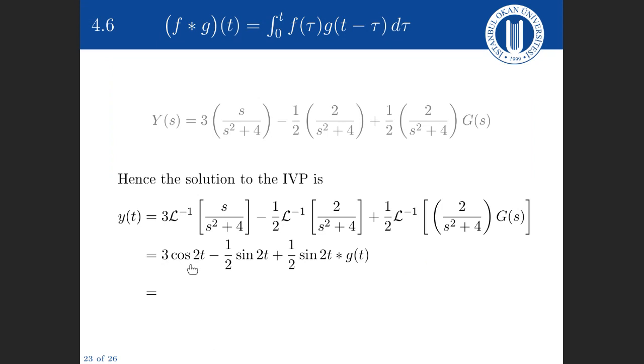The inverse Laplace transform of s over s squared plus 4, of course, is cos 2t. The inverse Laplace transform of 2 over s squared plus 4 is sine 2t. And for the third bracket, we have two functions multiplied together. The inverse Laplace transform of this must be the inverse Laplace transform of the first function convoluted with the inverse Laplace transform of the second function. So we must get sine 2t convoluted with small g of t. And if we wanted to, we could write this in terms of an integral.